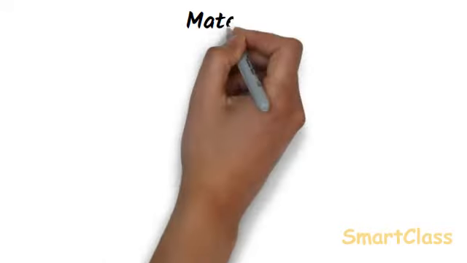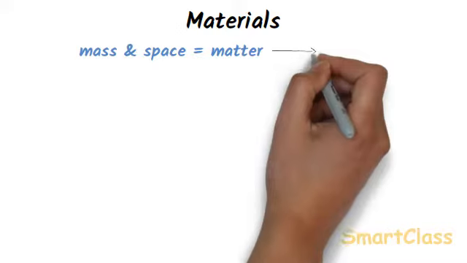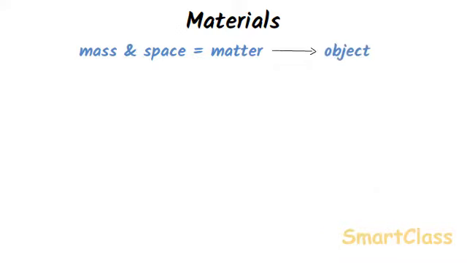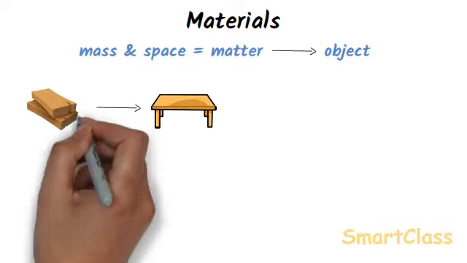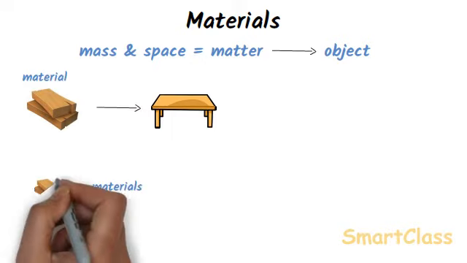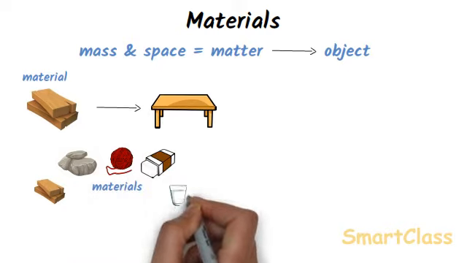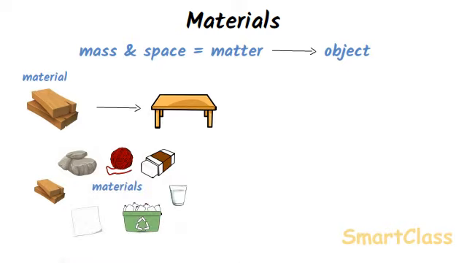Materials. Anything which has mass and occupies space is called matter. The matter of which an object is made is called material. All the objects are made up of one or more materials. For example, a table is made of wood, so wood is a material. Some of the examples of materials are wood, rock, wool, rubber, glass, plastic, paper, etc.